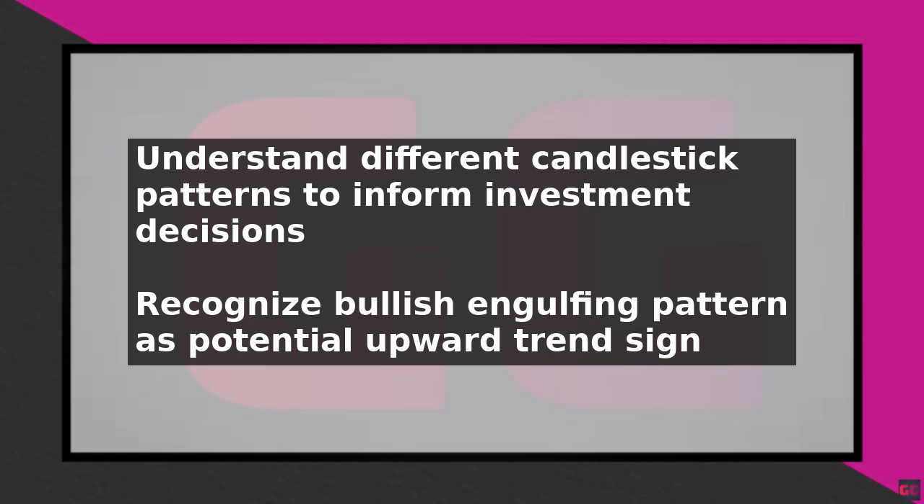For example, a bullish engulfing pattern, which is characterized by a small bearish candle followed by a large bullish candle, can be a sign of a potential upward trend. By following these steps and understanding the basics of candlestick charts, you can effectively change your Robinhood chart to candlesticks and start using this valuable tool to inform your investment decisions.